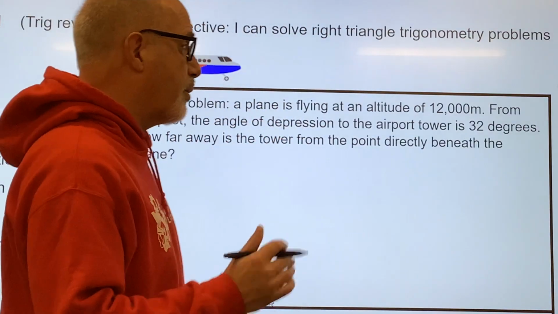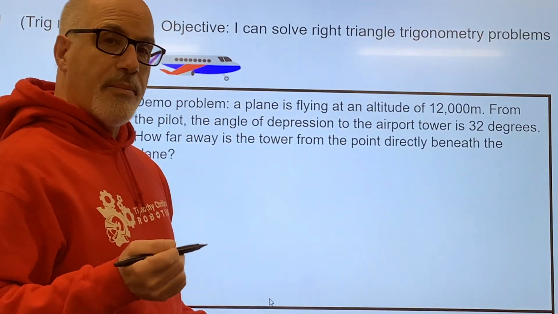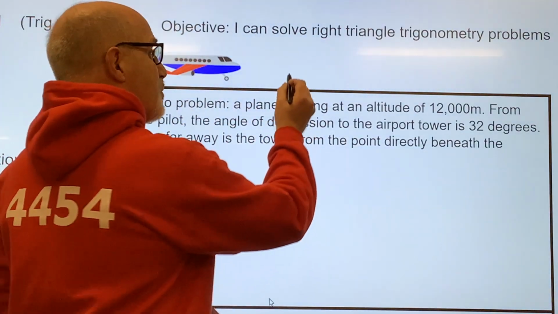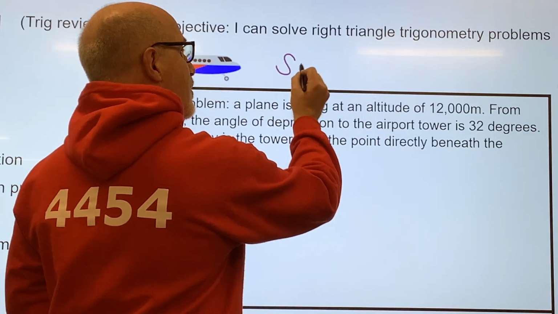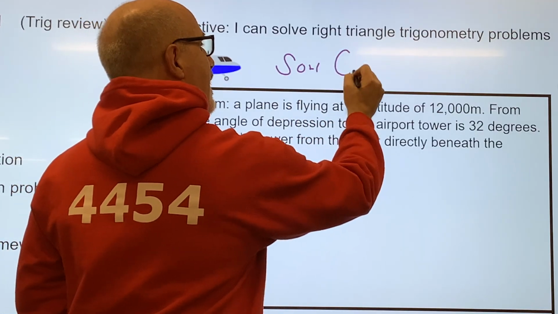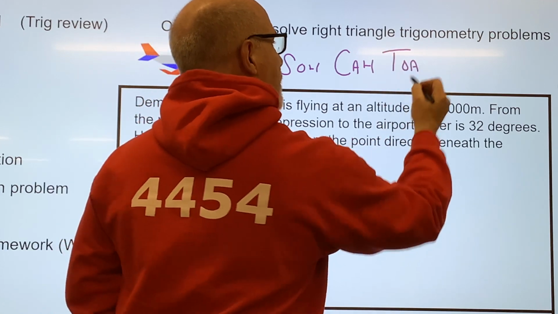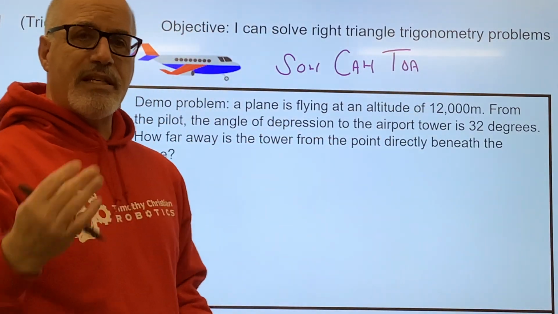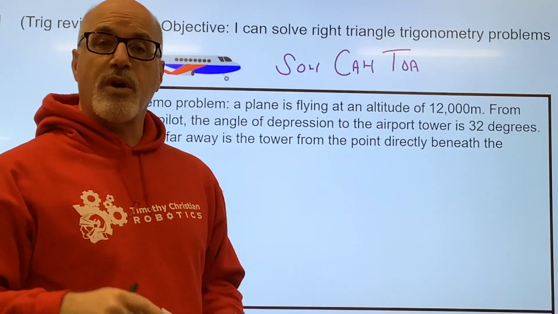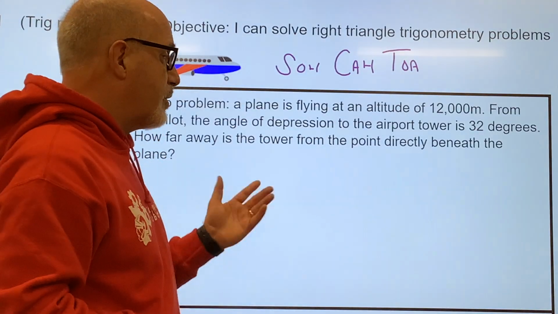So first of all, what we're going to use for these problems is this phrase, SOH CAH TOA, in order to help us remember sine, cosine, and tangent, which parts of right triangles we use. So we'll use that in this problem.